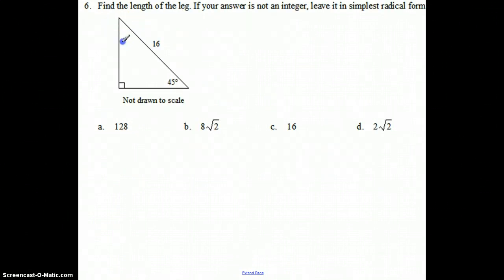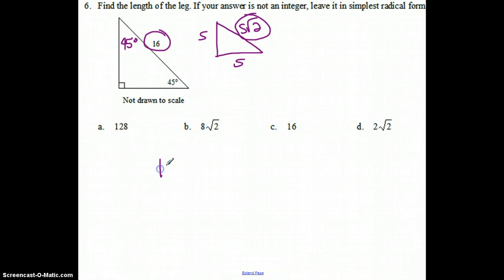Now this is the same kind of triangle. Remember, these are 45, 45. It says to find the length of the leg. So they want to know what these are. And remember, if this is a 45-45-90, these should be S, S, and S square root of 2. So these two have to equal each other.